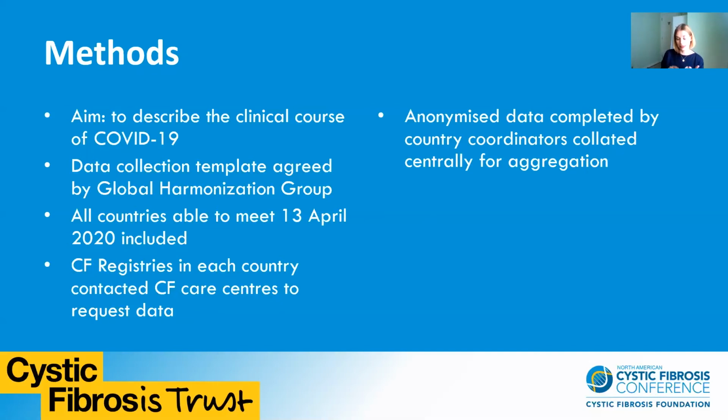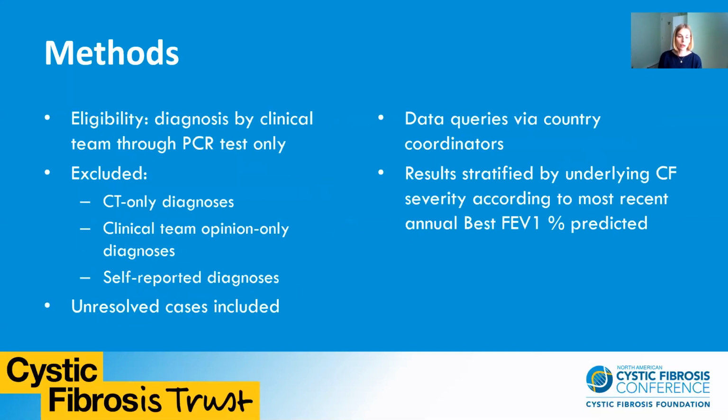Neither the submitting CF centre nor the person with cystic fibrosis were identified in those data collection templates, I should say. And because of the way that we collected data, it's really important to understand that we aimed to describe the clinical course of COVID-19 amongst people with cystic fibrosis. It wasn't our objective to describe the incidence of COVID-19 in the whole cystic fibrosis population. And the reason we couldn't do that is because of our eligibility criteria.